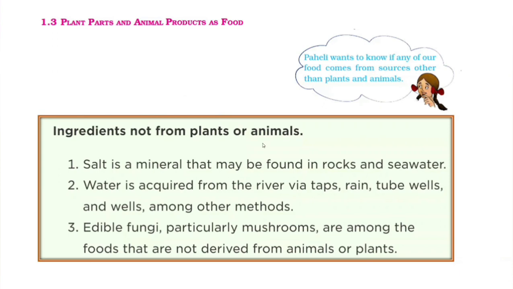So salt is the ingredient which we are not getting from plants and animals. And the next ingredient is water, which is also not coming from plants or animals. It is acquired from the rivers via taps, rain, tube wells and other sources. So the main source is rain. Next is edible fungi like mushrooms. They are also not derived from animals or plants.